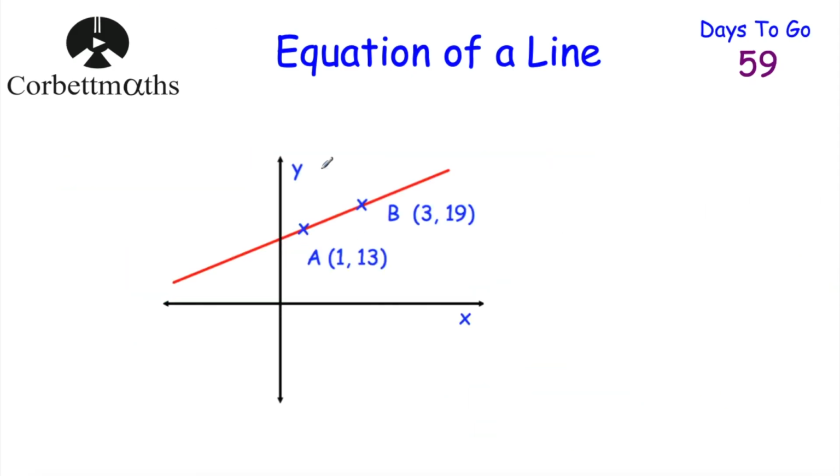And that's it. Okay, let's have a look at our second last question. This is a question for you to try. We've got a line and it passes through the points (1, 13) and (3, 19). Can you find the equation of that line? Feel free to press pause and try this question now.